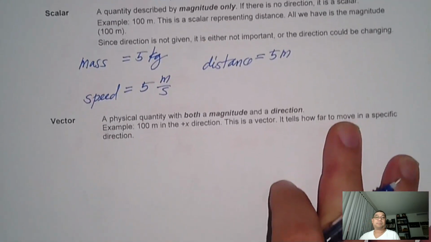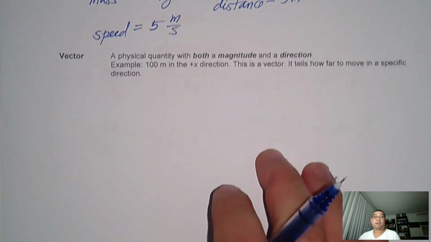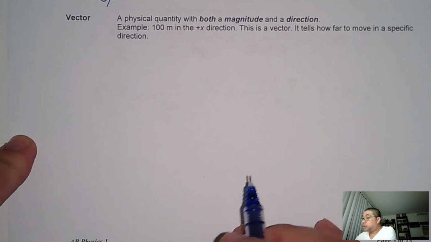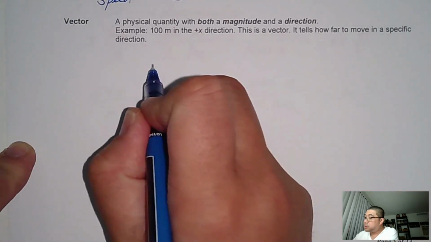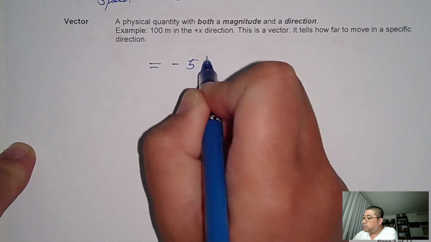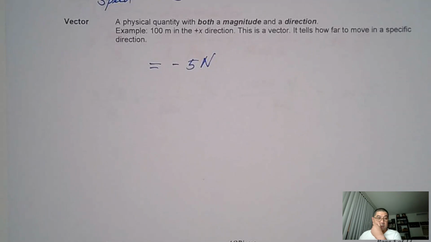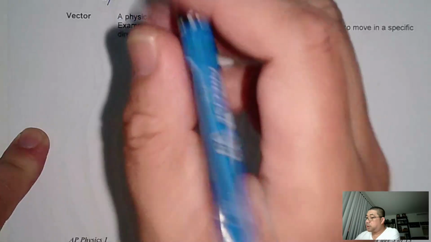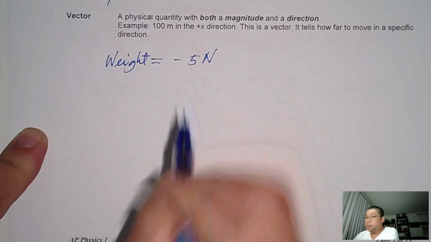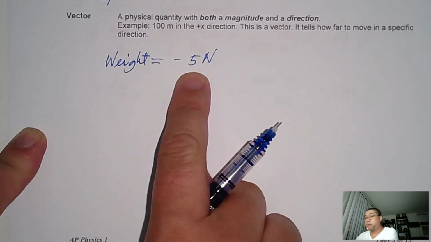Vectors. It is a physical quantity where direction does matter. For example, I would say -5 newtons. So -5 newtons, it's going down, meaning this is your weight. So weight is basically newtons.